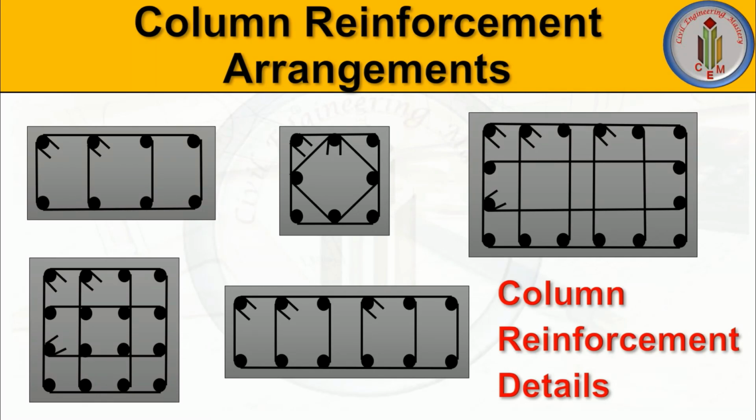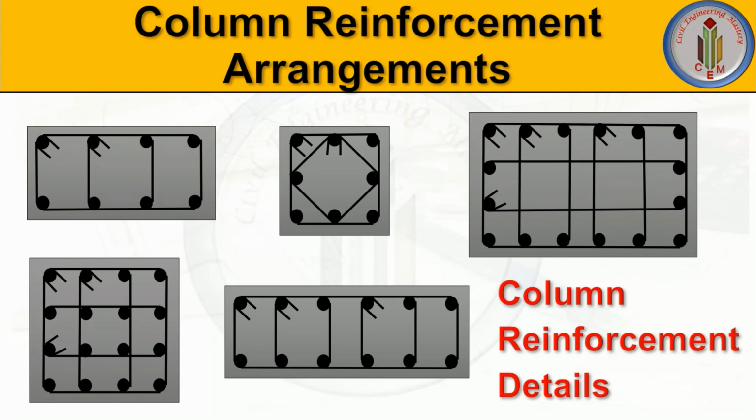I have received many queries regarding column reinforcement arrangements, like how do we arrange the number of bars into the specified size of the column. For example, if we have a 300 by 450 size of column, how do we arrange the reinforcement bars? According to the area of steel, we need to arrive at the number of bars, and how do we arrange the number of bars in a proper manner.